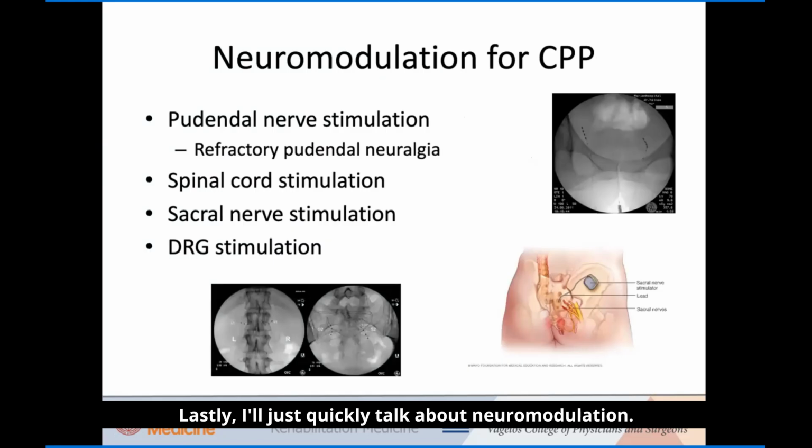Lastly, I'll just quickly talk about neuromodulation. There are a lot of different things that are trying to be done for these chronic pain conditions where you get some relief from a block, where we're just putting a little lidocaine and or steroid, but not really full relief. And so, pudendal nerve stimulation, there are stimulators that can be placed that can sometimes be helpful for pudendal neuralgia. You could also consider either spinal cord or sacral nerve stimulation, DRG stimulation. So there's a lot of new work being done in the pain space to really look at this and see what treatment options might be available for more of this chronic pelvic pain.